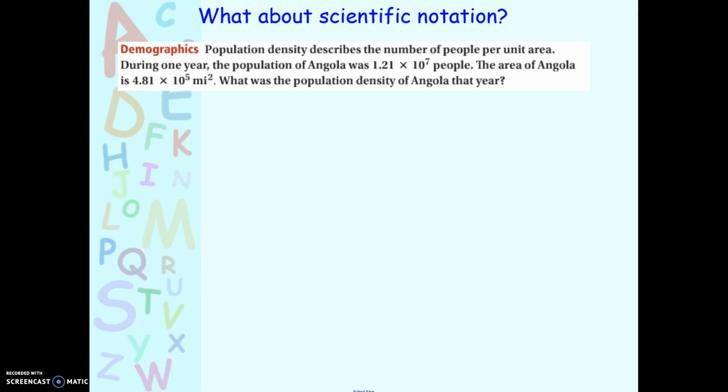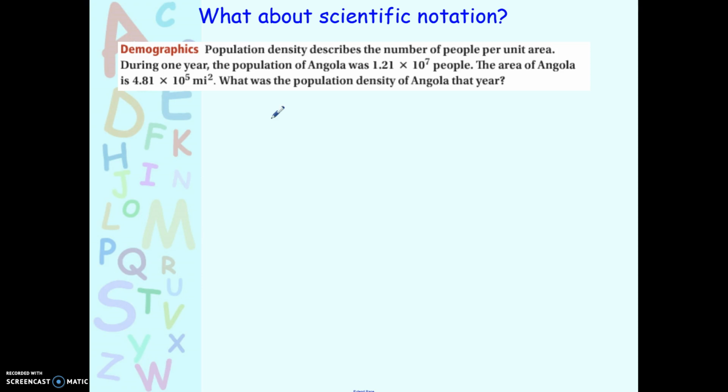So if you look at the problem, it says population density describes the number of people per unit area. During 1 year, the population of Angola was 1.21 times 10 to the 7th people. The area of Angola is 4.81 times 10 to the 5th miles squared. What was the population density of Angola that year?